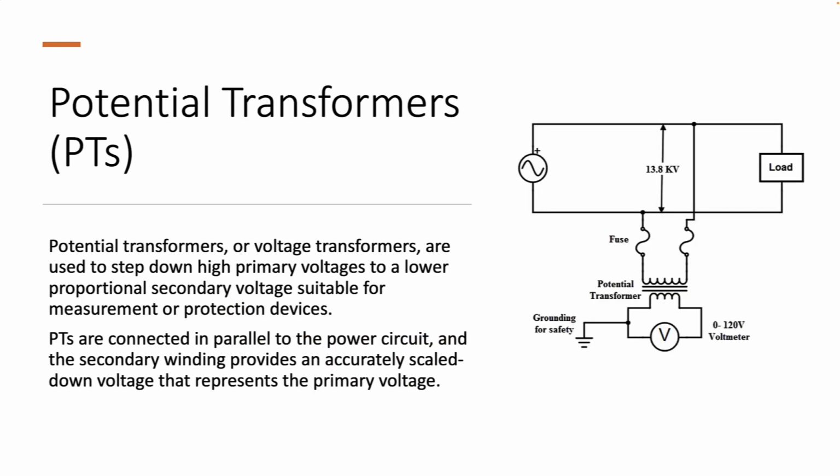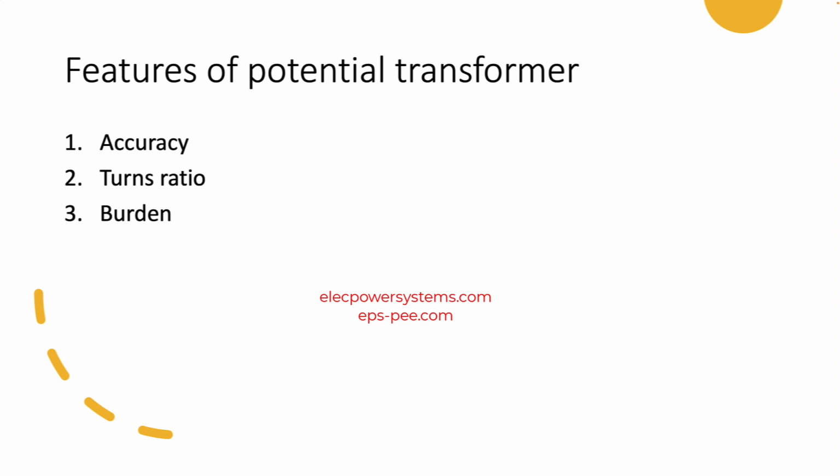Potential transformers, or voltage transformers, are used to step down high primary voltages to a lower proportional secondary voltage suitable for measurement or protection devices. PTs are connected in parallel to the power circuit, and the secondary winding provides an accurately scaled down voltage that represents the primary voltage. Key features of potential transformers include accuracy.